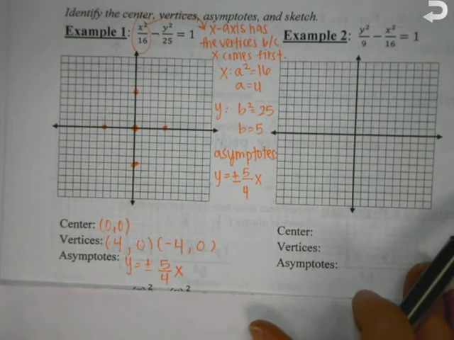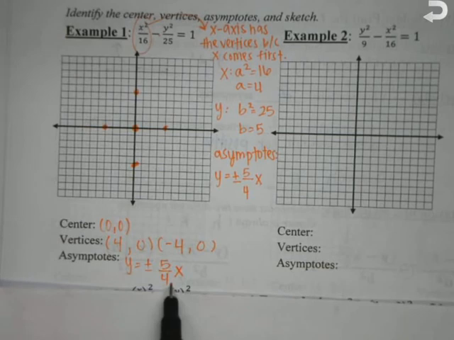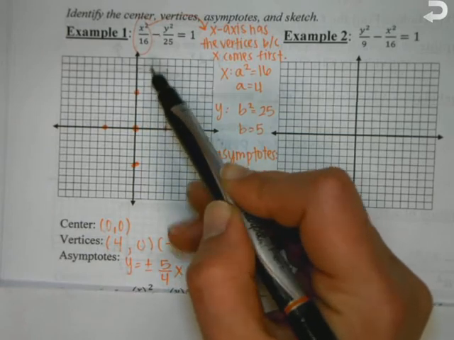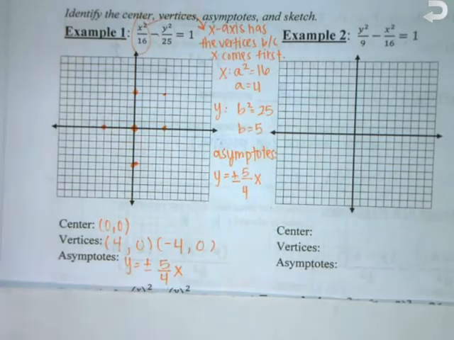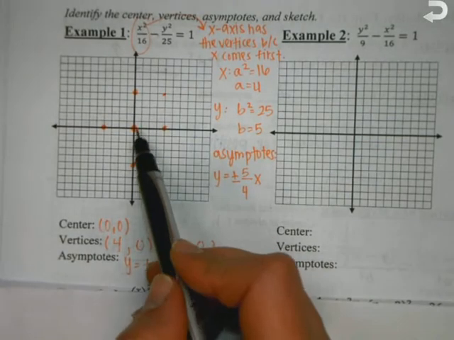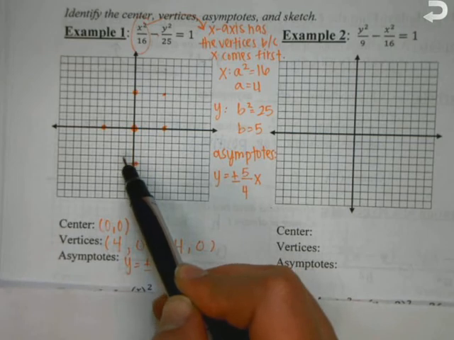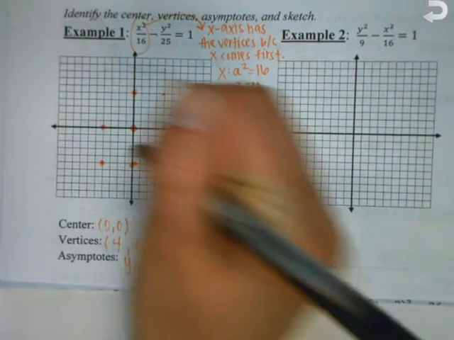An easy way to do this: my y-intercept is 0, right? This is in slope-intercept form. Rise is what? 5. 1, 2, 3, 4, 5. Run is 4. 1, 2, 3, 4. So I would say put a little point there. Let's graph one more point. Down, 1, 2, 3, 4, 5. Over, 1, 2, 3, 4. And we always draw asymptotes as dotted lines.